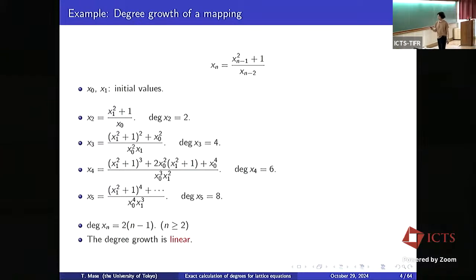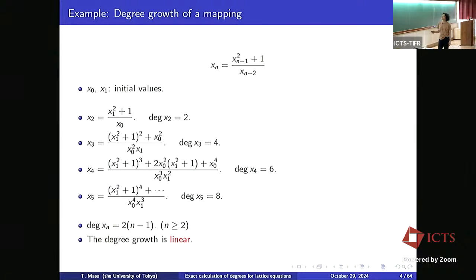First I'll explain the degree growth of the mapping on this example. This is a degenerated QRT mapping. Let's take x0 and x1 as initial values. Then every iterate can be written as a rational function in these variables. For example, x2 is this. The degree of the numerator is 2 and the denominator is 1. So the degree of x2 is 2.